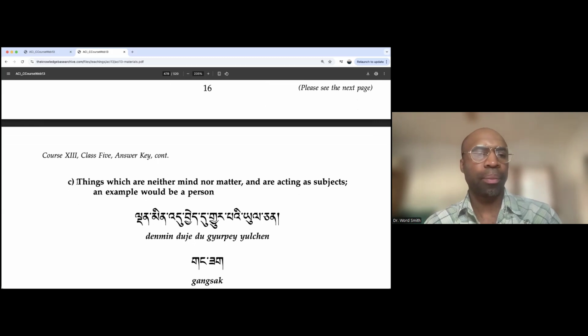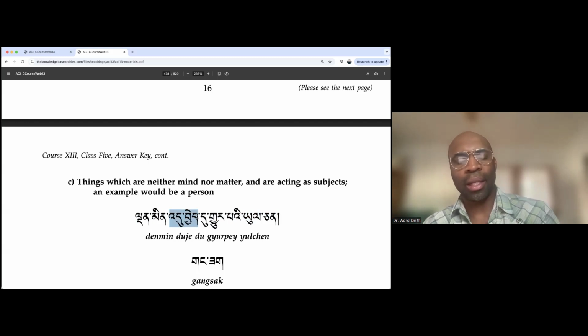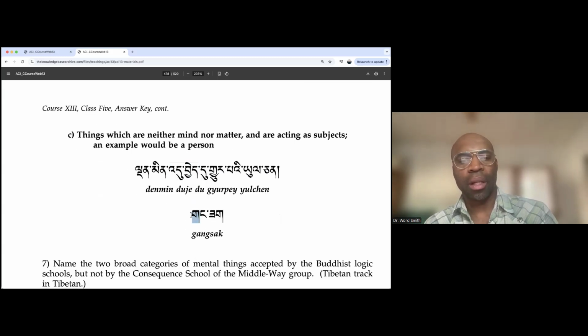Demenducci: things which are neither mind nor matter and are acting as subjects. An example would be a person. Dugyurbe Yulchen. The subject which is neither mind nor matter, and a thing that acts that way. Kangsak, like a person. What's the other famous kind of Denmen Duchi?